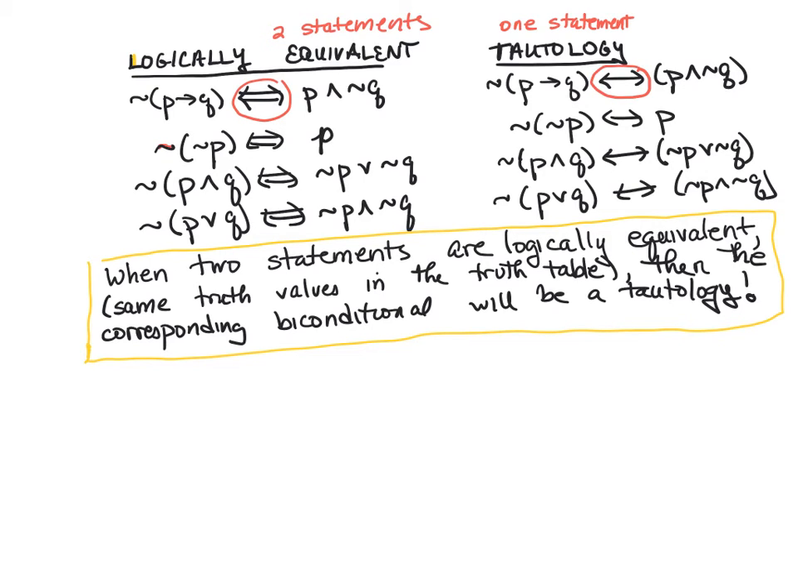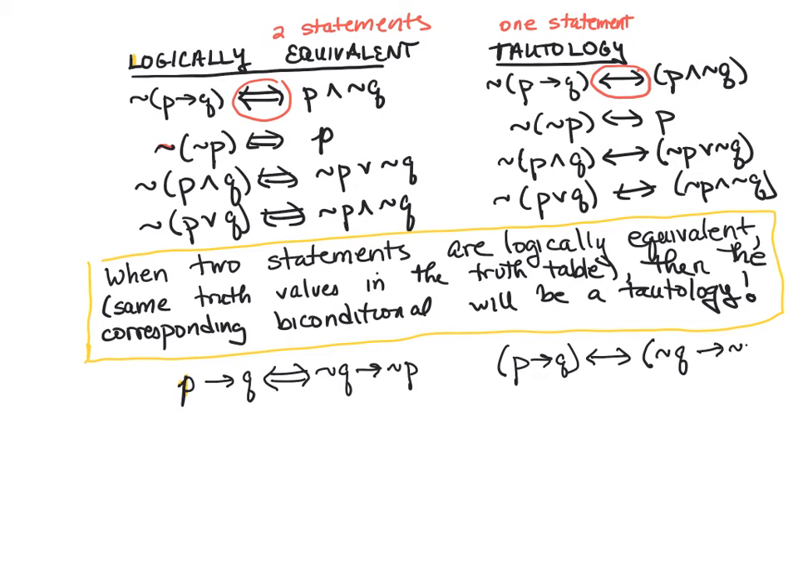There's another logically equivalent statement I completely forgot. A conditional is logically equivalent to what other conditional? Its contrapositive. So a corresponding tautology there would be if P then Q, I put that in parentheses, if and only if, in parentheses, if not Q, then not P. Okay, so these are all tautologies.